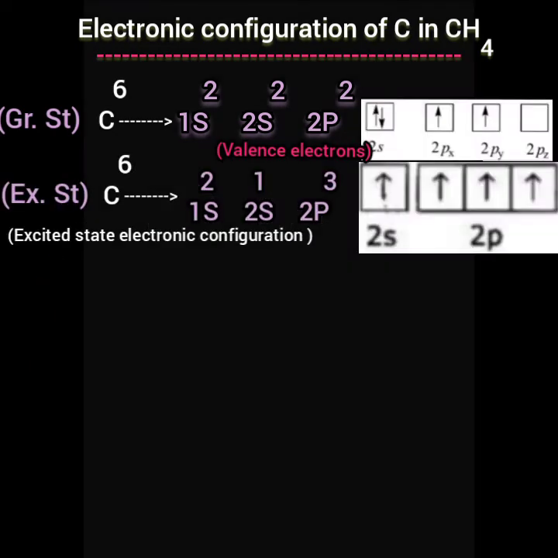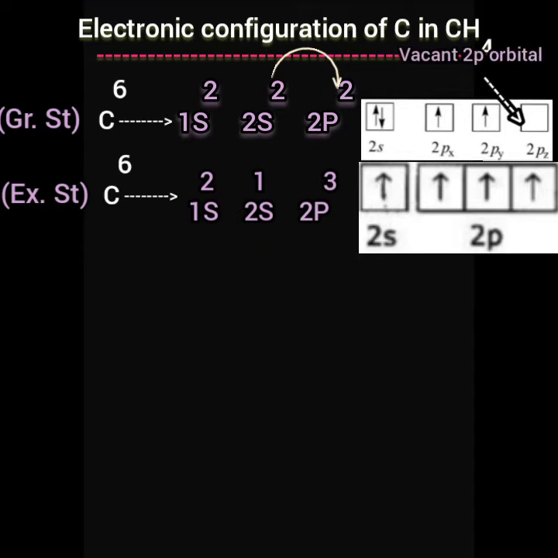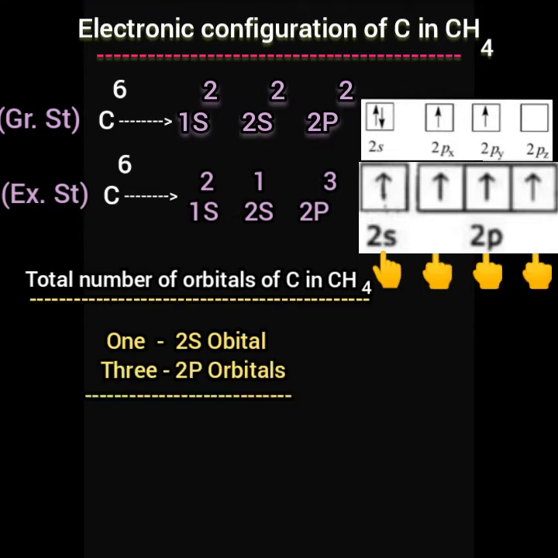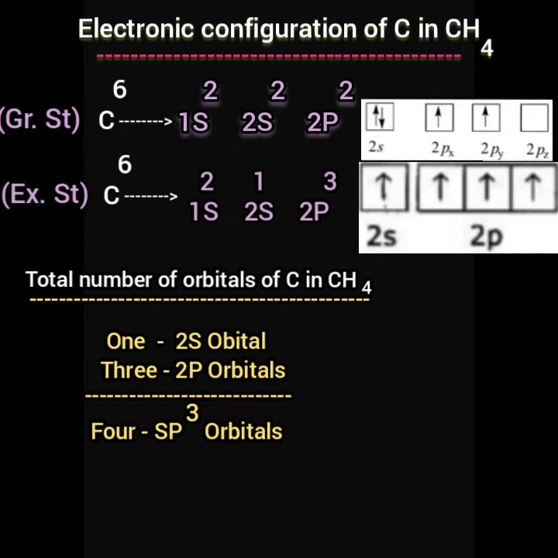In the excited state electronic configuration, one electron from the 2s orbital goes to the vacant 2p orbital to get a stable electronic configuration. Now 2s has 1 electron and 2p has 3 electrons. That is, the 3 electrons of 2p are in the 2px, 2py and 2pz orbitals. We can calculate the total orbitals. Here 1 2s orbital and 3 2p orbitals, that is, we have 4 sp3 orbitals.